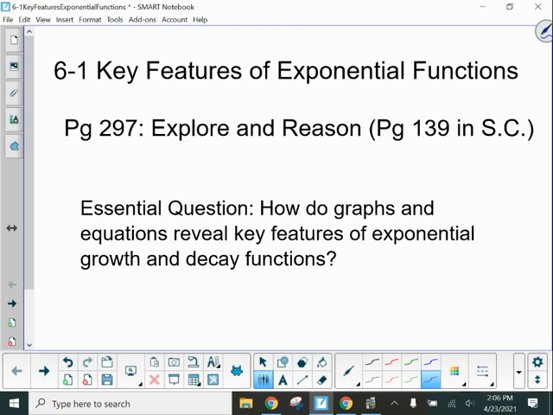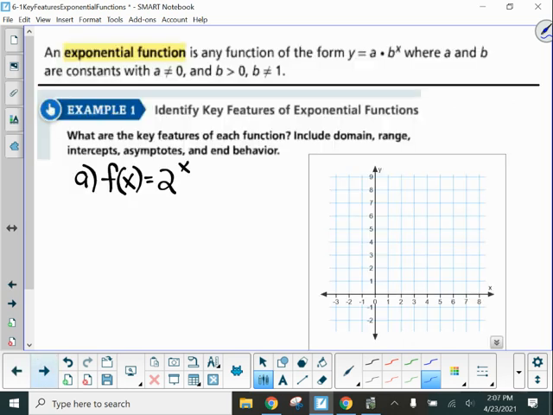This is your part 1 video for 6-1, Key Features of Exponential Functions. There is an activity in your book and in your student companion. We are actually not going to be going over that in this video, but that goes over some of the introductions for exponentials. So our question for this section: how do graphs and equations reveal key features of exponential growth and decay functions?